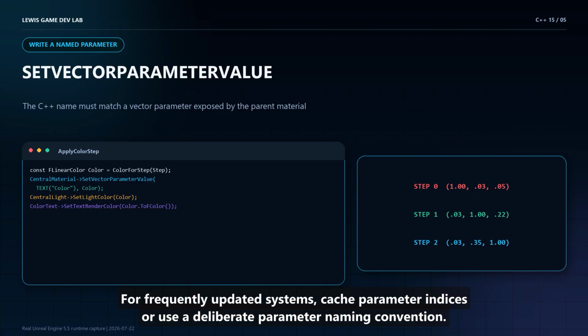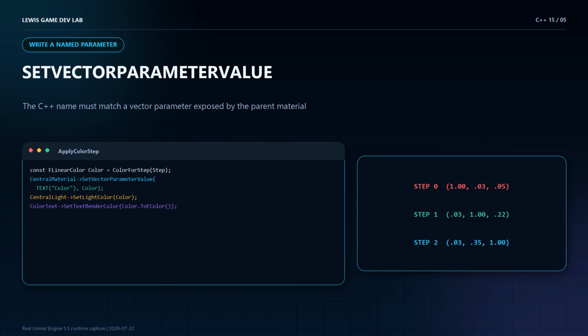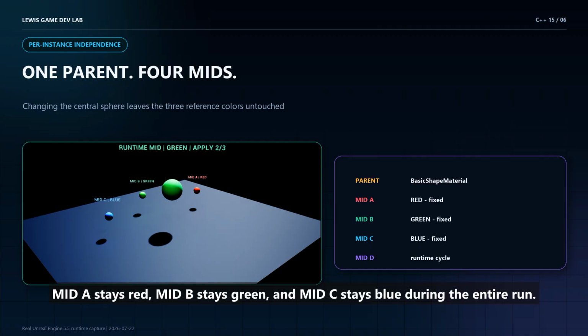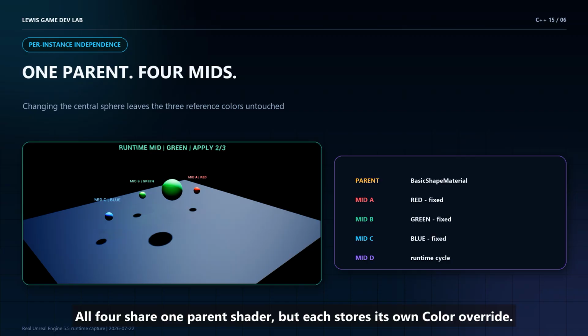For frequently updated systems, cache parameter indices or use a deliberate parameter naming convention. For this beginner example, the named setter keeps the intent easy to read. The 3 small spheres prove instance independence. MIDA stays red, MIDB stays green, and MIDC stays blue during the entire run. The central sphere is a 4th instance that moves through the same 3 values. All 4 share one parent shader, but each stores its own color override.